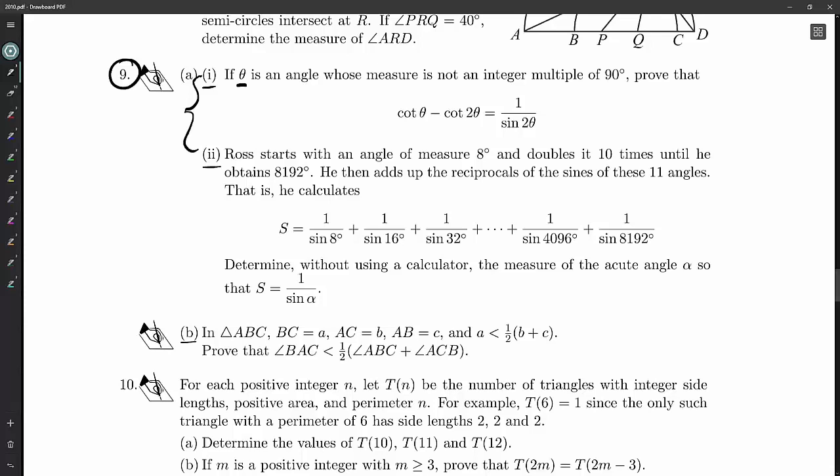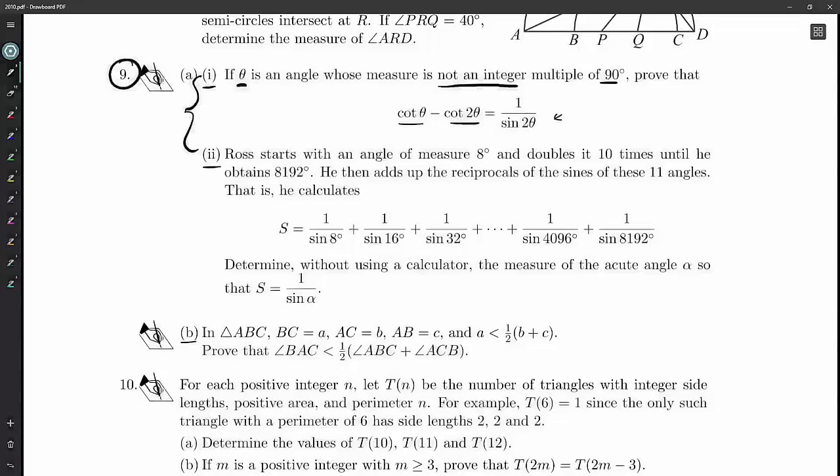If theta is an angle whose measure is not an integer multiple of 90, just looking ahead, I guess that's to make sure that we don't get a 0 when we divide here. Prove that cotangent theta minus cotangent 2 theta is 1 over sine 2 theta. Alright, so it's an interesting little trig identity. Well, we'll start with one side of the expression, and we should be able to rearrange it to get the other side of the expression, 1 over sine 2 theta.